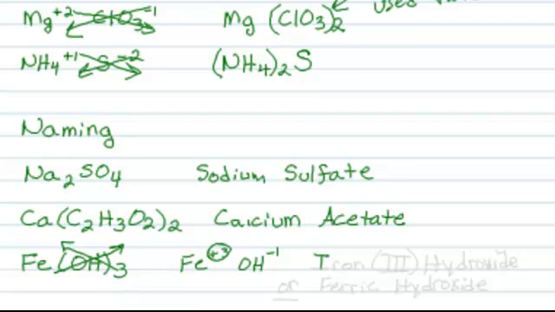So this could be named either, in Roman numerals, iron 3, and then OH is hydroxide, or it could be iron 3 on the classical naming would be ferric hydroxide. And that's all there is to working with polyatomic ions. See you in class.